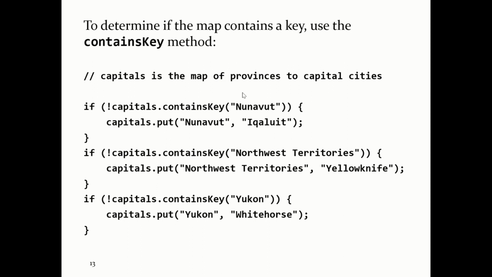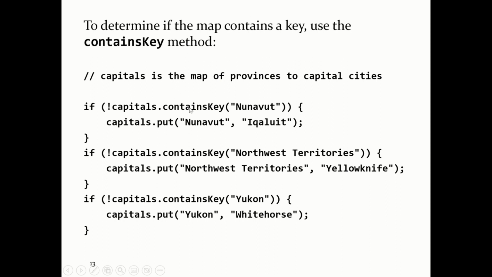So if we have the same map of provinces to capital cities, I can do something like the following. I can ask the map, does it contain the key Nunavut? And if the answer is false, so if not, then I'm going to add the territory Nunavut with its capital city Iqaluit to the map. And I can do the same thing with the other territories. And so there's an example of using containsKey.